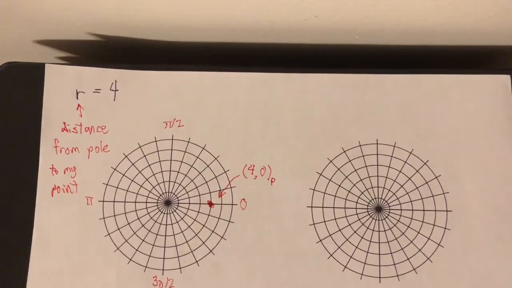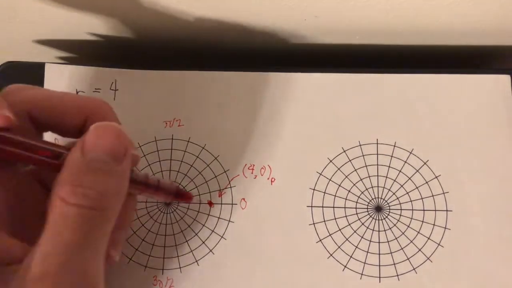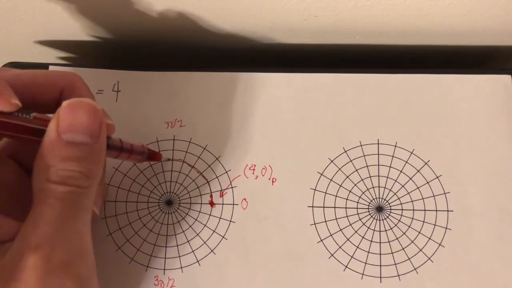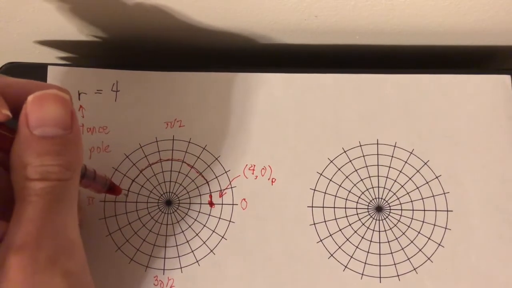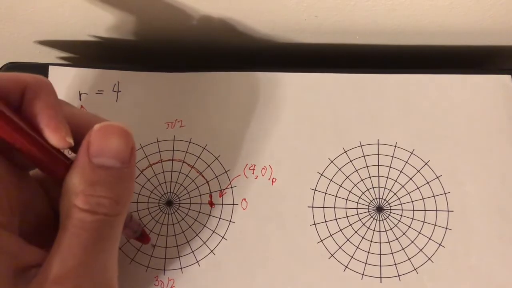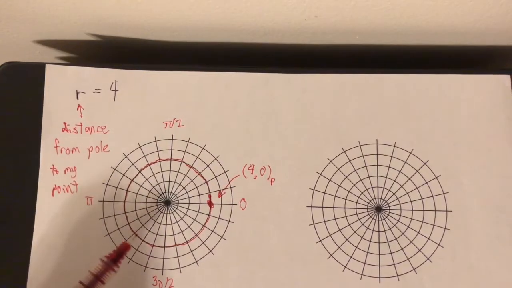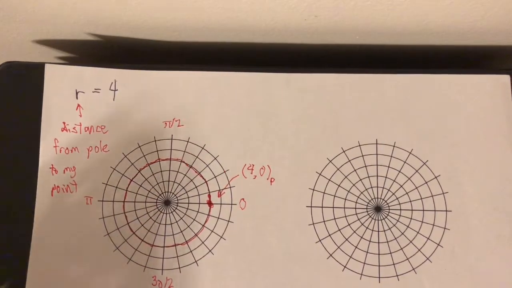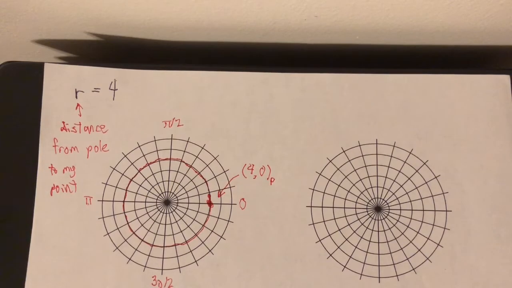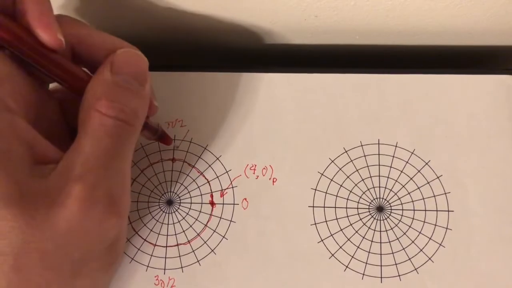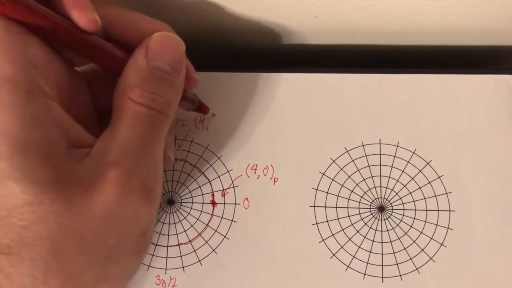Remember, this is in polar coordinates. And all the points where r equals 4 are going to be the points that lie on this fourth circle from the pole. So the graph of r equals 4 in polar coordinates is going to be the circle of radius 4 centered at the origin. If I think about the other points on this graph, we've got the point 4, pi over 2.